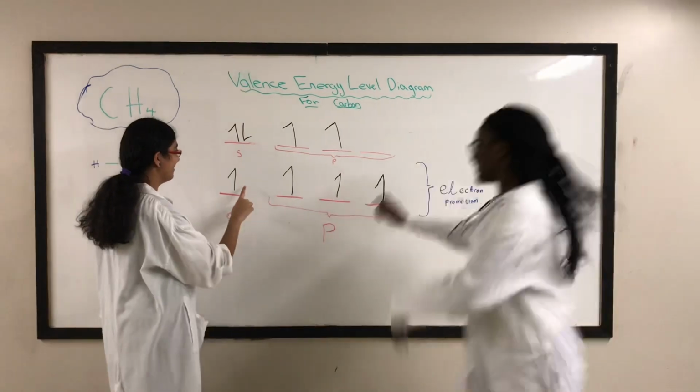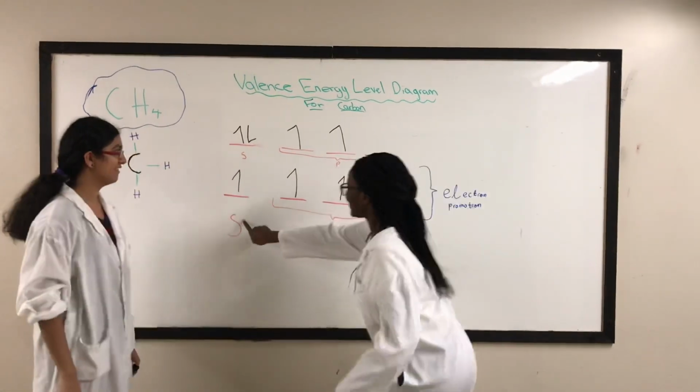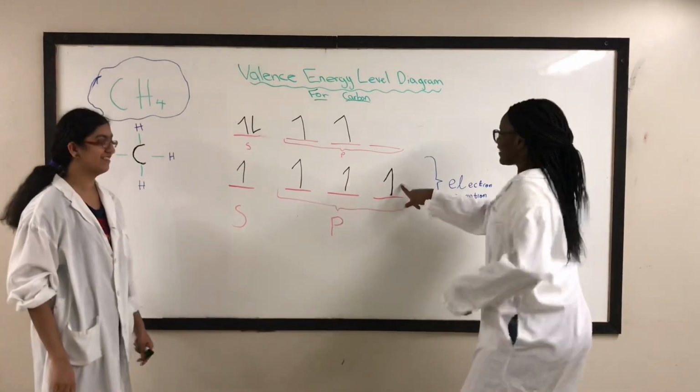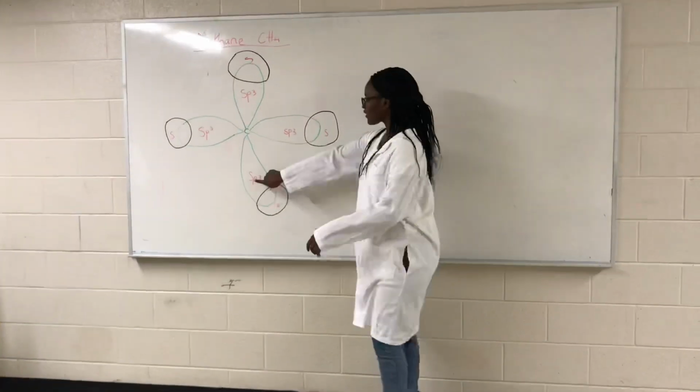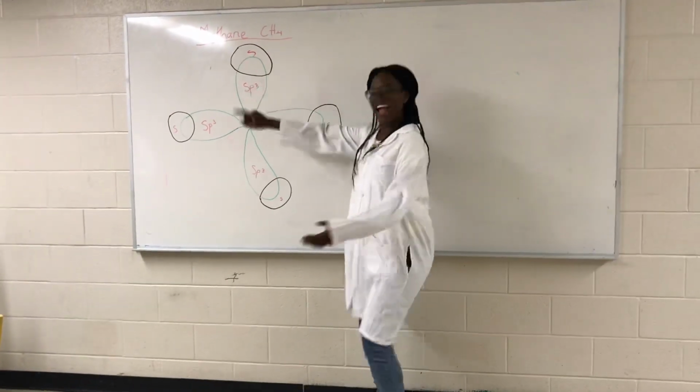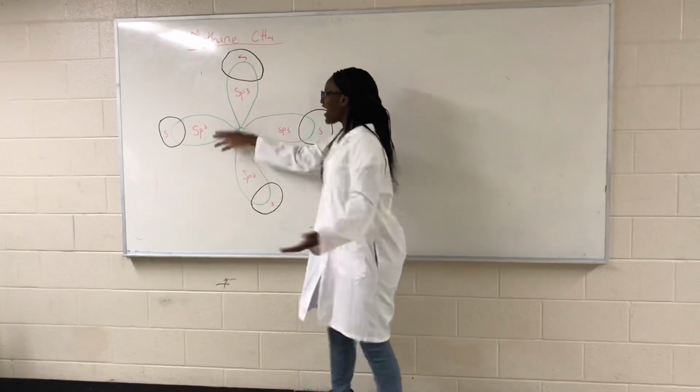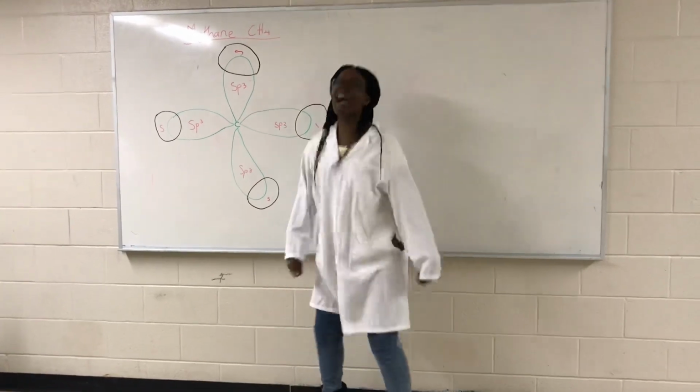To solve this, chemists propose promoting an electron from the s to the p orbital. The s and p orbitals are then hybridized to form sp3 hybrids.